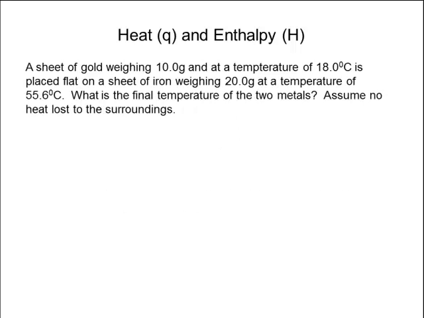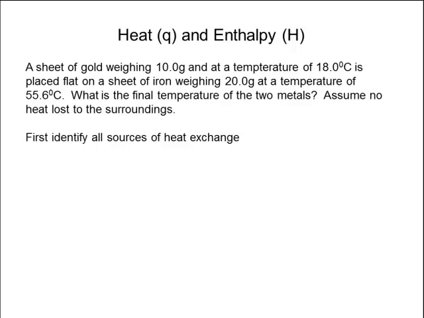So let's say we have a sheet of gold weighing 10 grams and it starts at a temperature of 18 degrees Celsius, and we put that next to a sheet of iron weighing 20 grams at a temperature of 55.6 degrees Celsius. And we want to calculate what the final temperature of those two metals is going to be. Now we're going to assume that no heat is lost to the surroundings. Okay, so we need to identify all the sources of heat exchange.